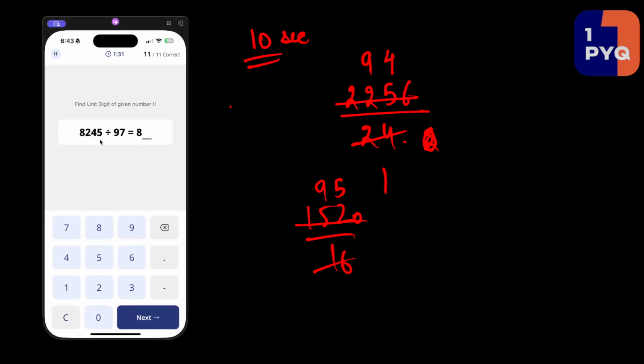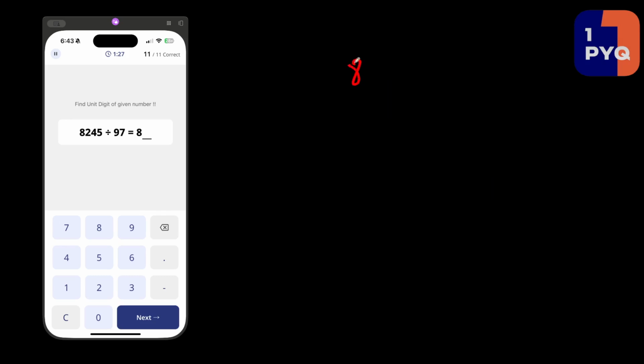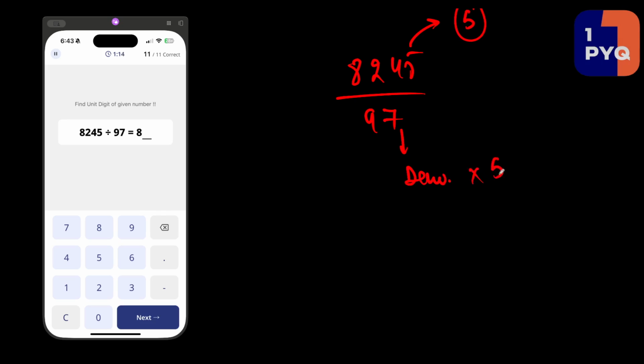5. See, whenever you see 8245 divided by 97, whenever you see a 5 in the unit digit, there is a good possibility that the denominator must be multiplied by something ending in 5. Then only something with the unit digit of 5 appeared. So I'm going to blindly put 5 here and give it a go ahead, and I was correct.